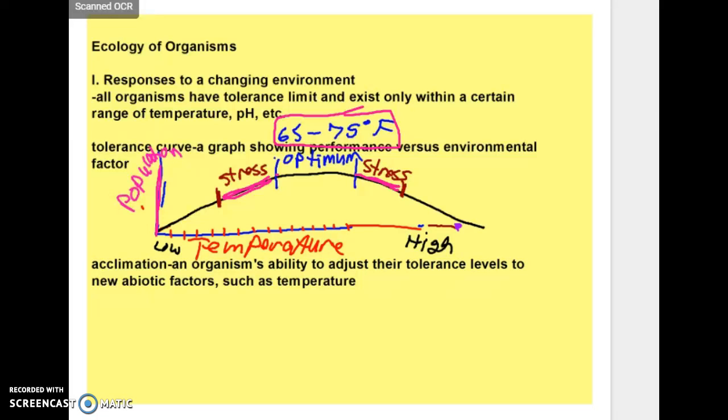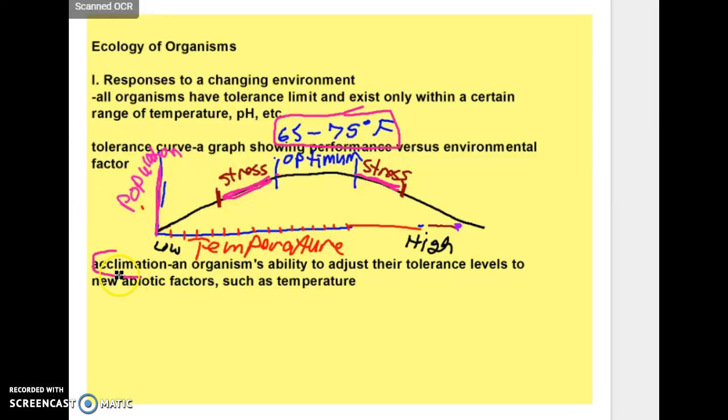Now, we do see a certain amount of acclimation. So sometimes organisms can adjust, to a certain degree, their tolerance levels to new abiotic factors like temperature. And we can too. Like, there's certain things that happen in our bodies when we get a little bit too cold or a little bit too warm. We either start shivering to try to generate some heat if we get too cold, or we start sweating, perspiring in an attempt to cool ourselves down. So those are ways that we kind of respond to stresses in those environments.